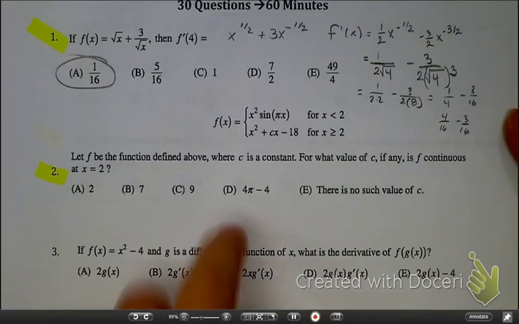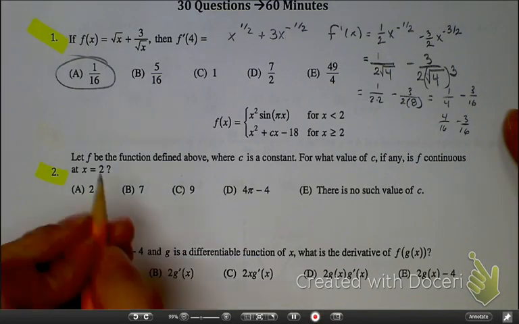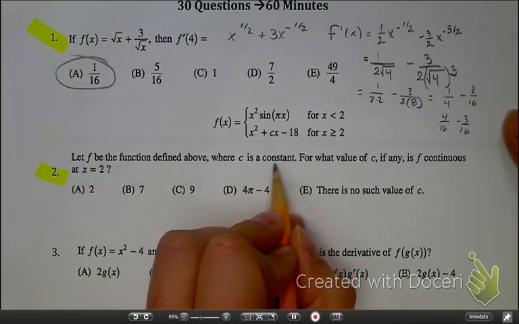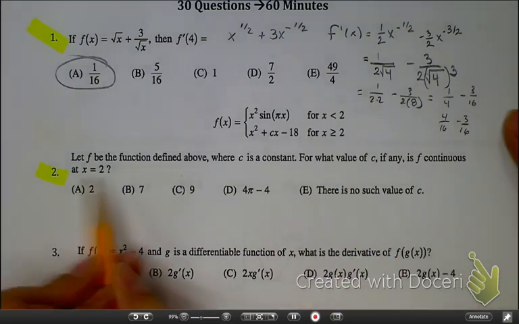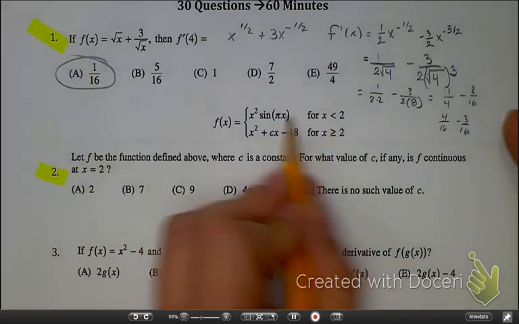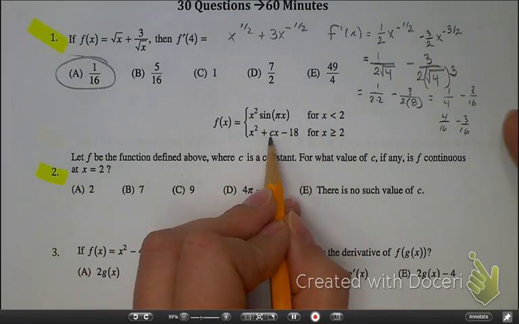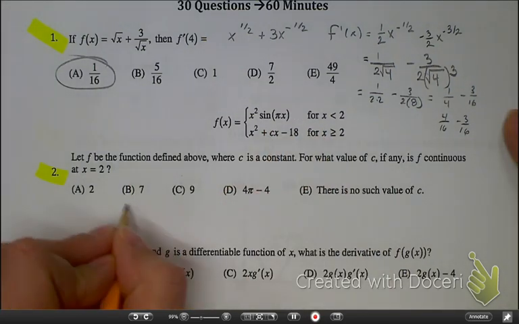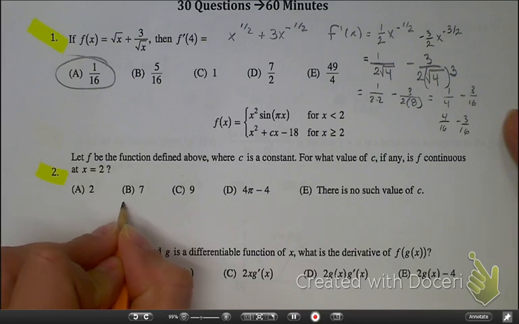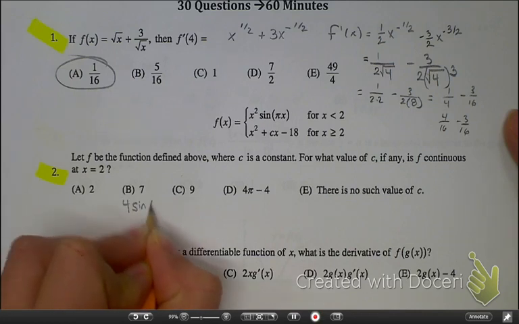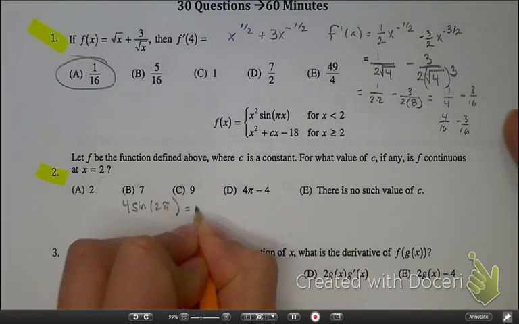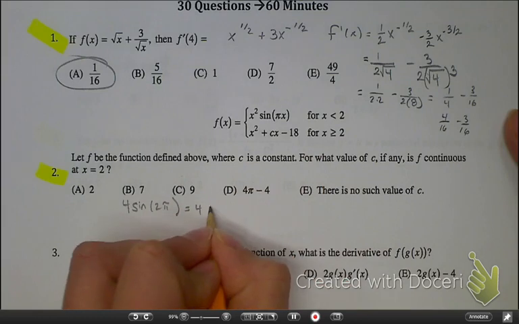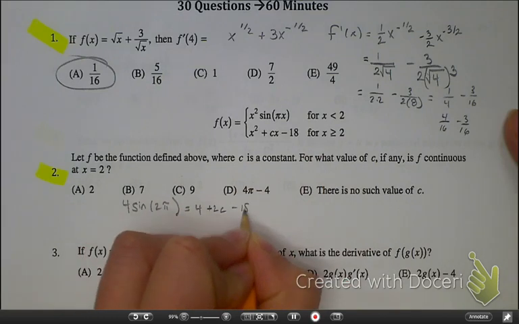Number 2, this one probably could have been in the last video, but that's okay. Let f be a function defined above where c is a constant. For what value of c, if any, is f continuous at x equals 2? So if I plug 2 into the top function and the bottom function from the left and right, and we force them to equal each other, we would get 2 squared, which is 4, times sine of 2 pi, equals, if I plug 2 in here, 2 squared, which is 4, plus 2c minus 18.